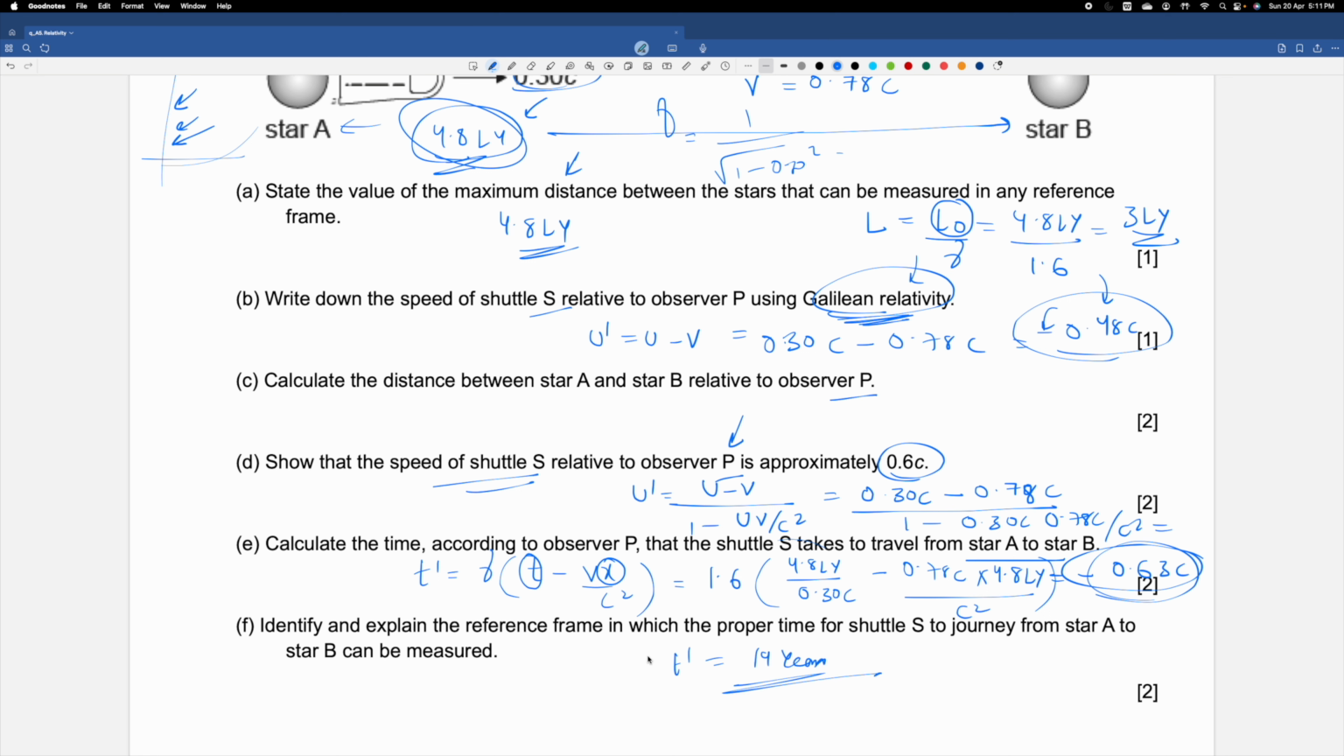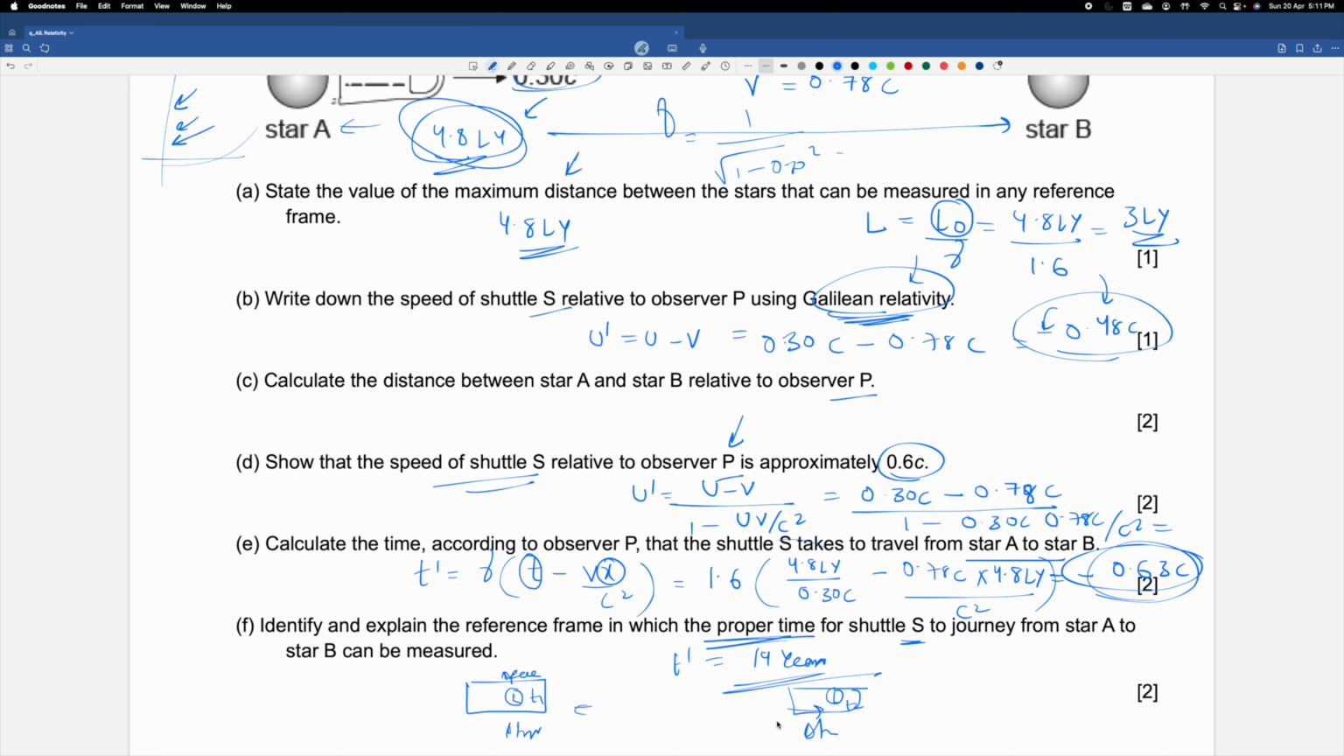Next, identify and explain the reference frame in which the proper time for shuttle S, the journey from star A to star B, can be measured. The proper time interval is the time between two events that take place at the same point in space. Let's say this is my space shuttle and there is a clock inside it, and at star A the time is t1. When it reaches star B, the clock measures another time, say t2.